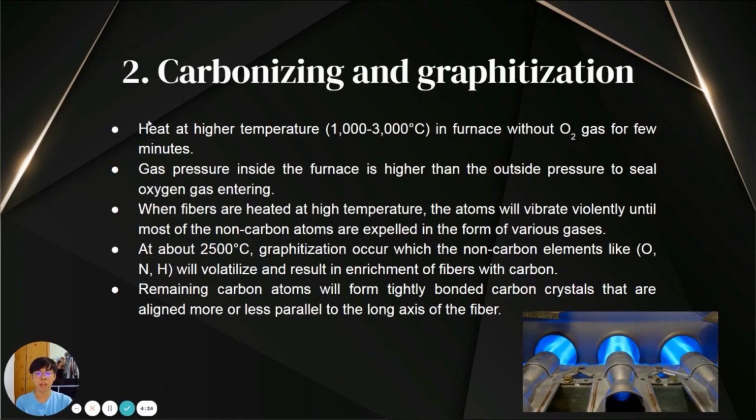At about 2500 degrees Celsius, the fibers undergo graphitization, in which the non-carbon elements like O, N, and H will volatilize and result in enrichment of the fibers with carbon. After the non-carbon atoms are expelled, the remaining carbon atoms will form tightly bonded carbon crystals. They are aligned more or less parallel to the long axis of the fiber.